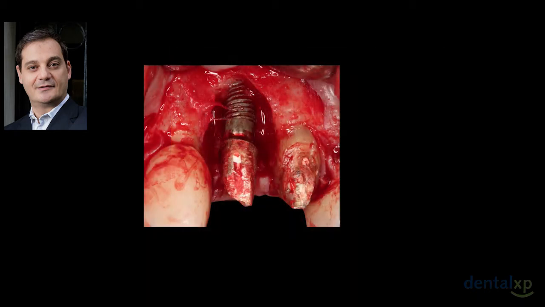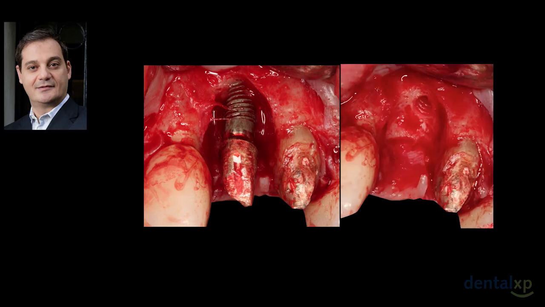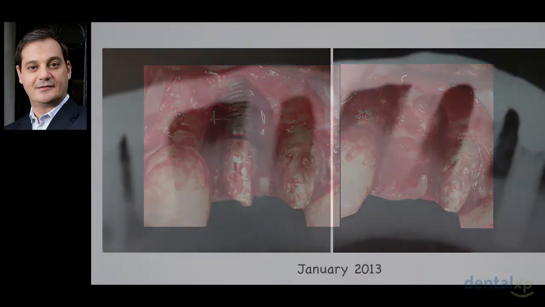When I opened the flap, you can see the amount of bone loss that we have on the buccal as well as on the lingual, and the vertical loss of bone over half of the length of the implant. The implant was explanted in that case, and you can also see the damage it caused by resorbing the whole lingual plate. I will show you later on how I treated this case.